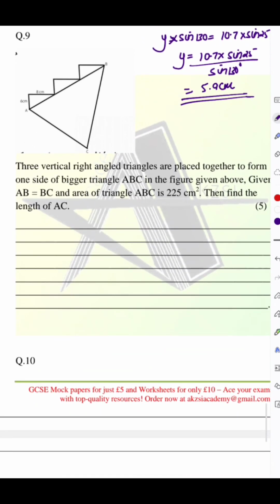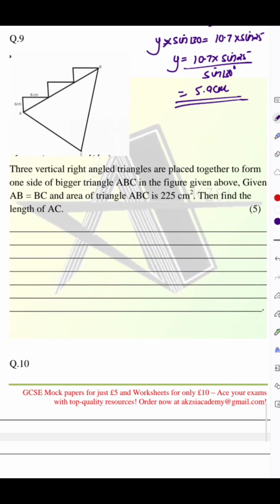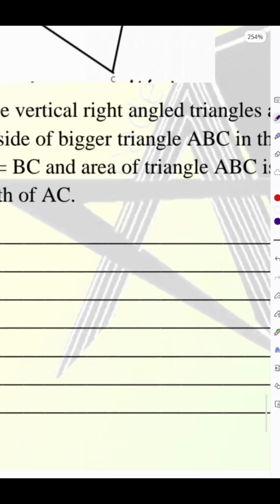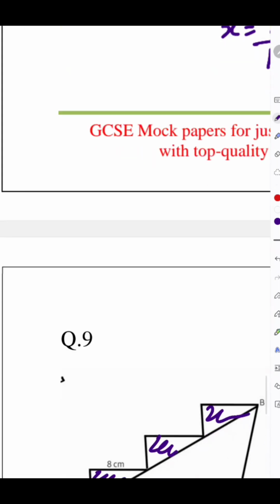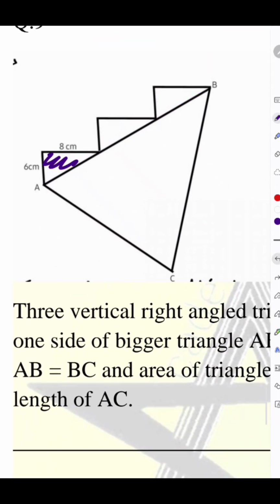Now, question number 9. Three vertical right angle triangles are placed together to form one side of bigger triangle ABC in the figure given above. Given AB equals BC and the area of ABC is 225 centimeters squared, then we have to find the length AC. Okay, see. Let me just zoom it. They have mentioned that these three right triangles are all equal in length and in everything. That means this is also 8, this is also 6, 8, 6, 8.